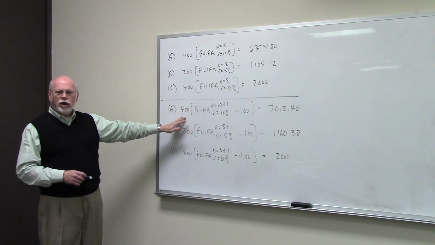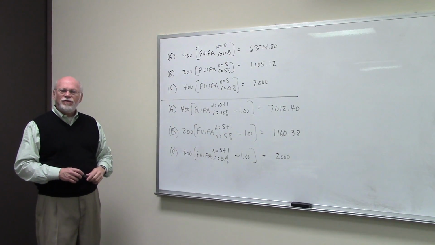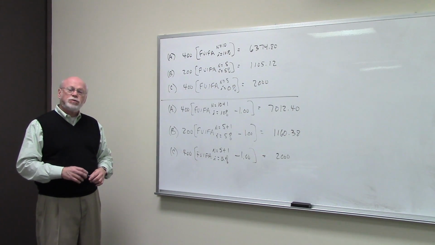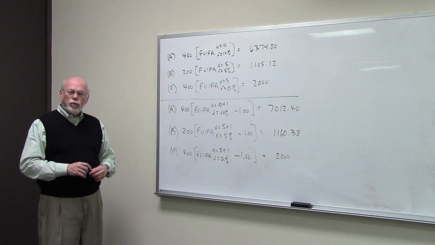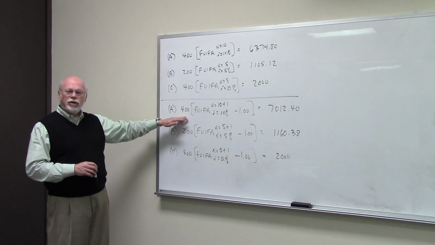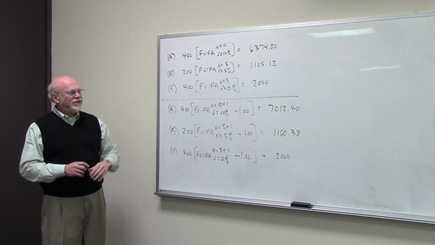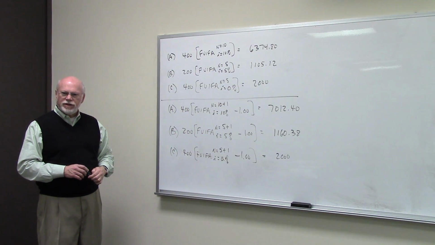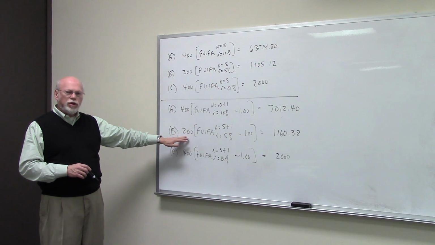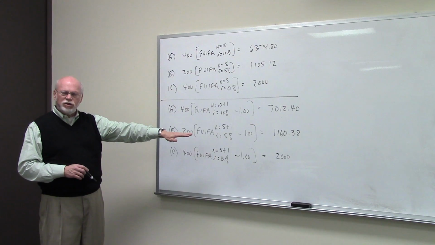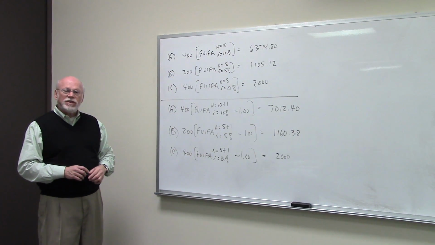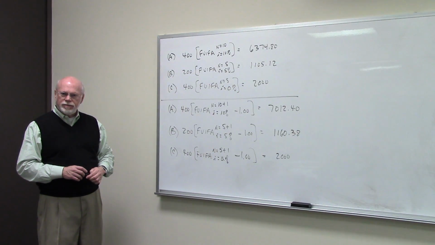So for the $400 annuity, we look up our FVIFA at 11 and 10%, and then subtract 1 from that interest factor. We then multiply the remainder by $400, we get $7,012.40. The $200 annuity, we multiply by our FVIFA, N equal to 6 and 5%, subtract 1 from that interest factor, and we get $1,160.38.